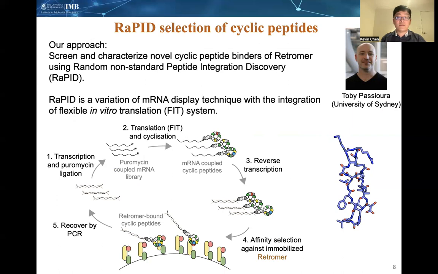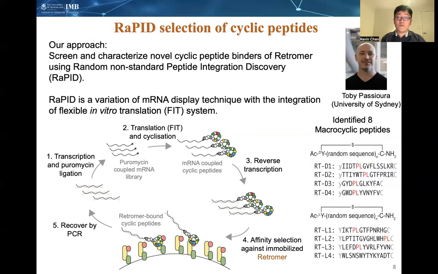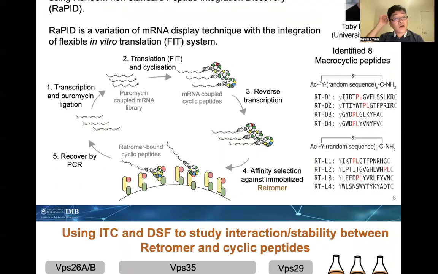So after going over several cycles with retromer, Toby managed to identify 8 macrocyclic peptides that bind strongly to the retromer, based on the initial SPR approach, they seemed to bind pretty tightly. And this is how I actually started this project. Given that the 8 cyclic peptides, as is the secret, have very little variation between each other.